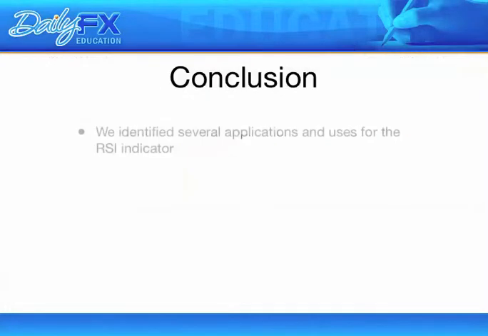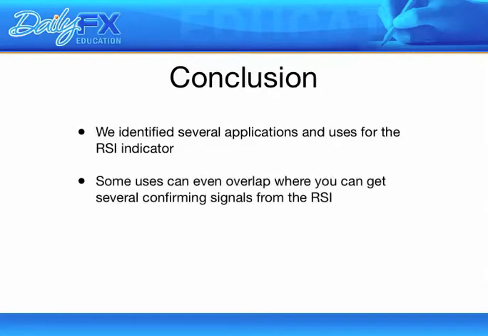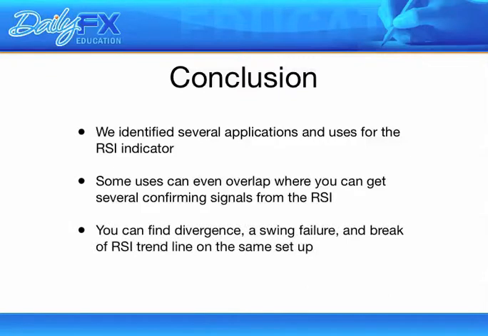In closing, we've identified several applications and uses for the RSI indicator. Some of these uses can even overlap, where you can get several confirmation signals from the same RSI indicator on your chart. For example, you can find divergence, a swing failure, and a break of RSI trend line on the same setup. This can help add confirmation to the strength of your trading signals.